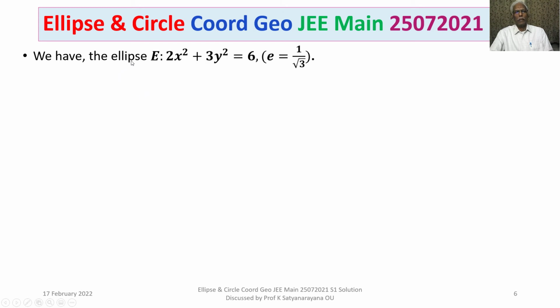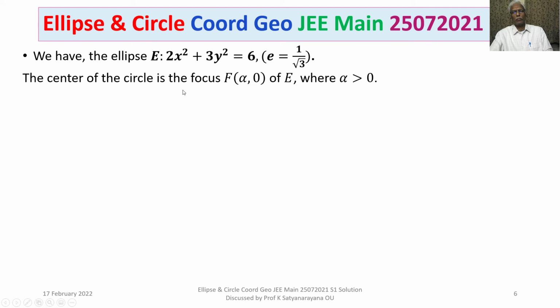We have the ellipse E, which we have seen in the last slide: 2x² + 3y² = 6, and the eccentricity e is equal to 1 by root 3. The center of the circle is the focus. We are drawing a circle whose center is at the focus (α, 0) of E, where α > 0. That means this is the focus that lies on the positive x-axis.